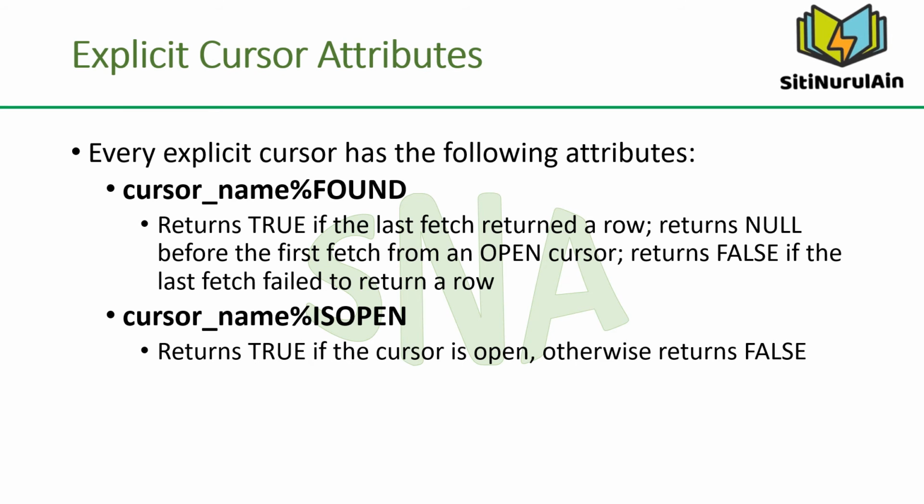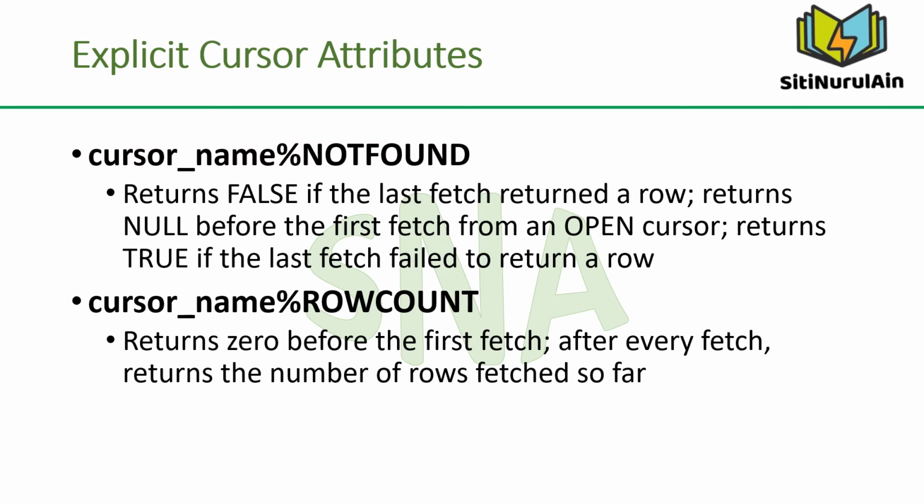Every explicit cursor has the following attributes. %FOUND returns true if the last fetch returned a row, returns null before the first fetch from an open cursor, and returns false if the last fetch failed to return a row. %ISOPEN returns true if the cursor is open, otherwise returns false. %NOTFOUND returns false if the last fetch returned a row, returns null before the first fetch from an open cursor, and returns true if the last fetch failed to return a row. %ROWCOUNT returns 0 before the first fetch, and after every fetch returns the number of rows fetched so far.